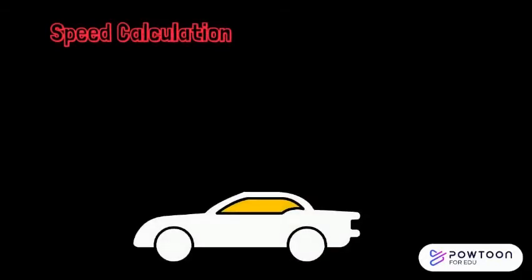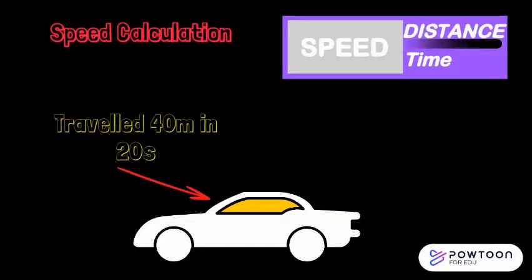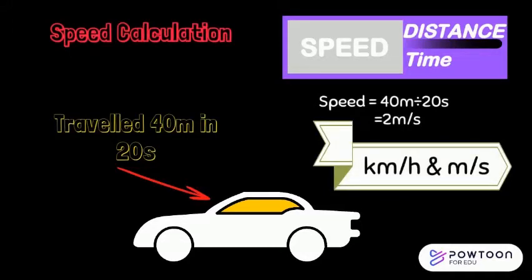Now, how to calculate the speed? Let's say this car has traveled 40 meters in 20 seconds. That's a simple equation known as speed equals distance over time, where we have to divide 40 meters by 20 seconds, which equals 2 meters per second. Also, the units are kilometers per hour and meters per second.